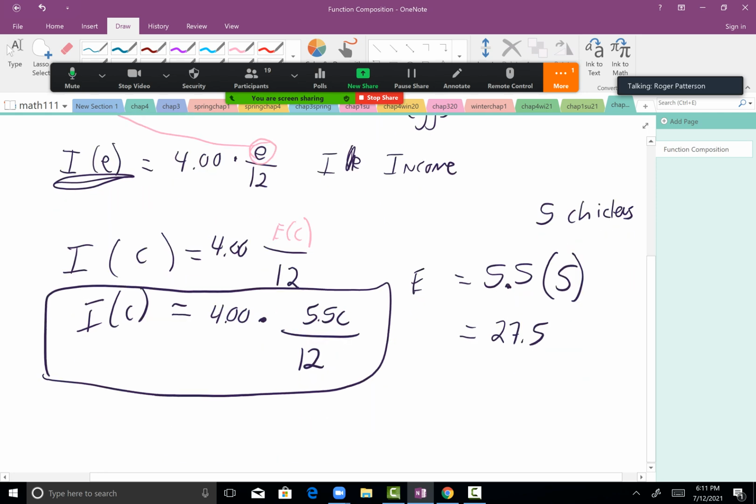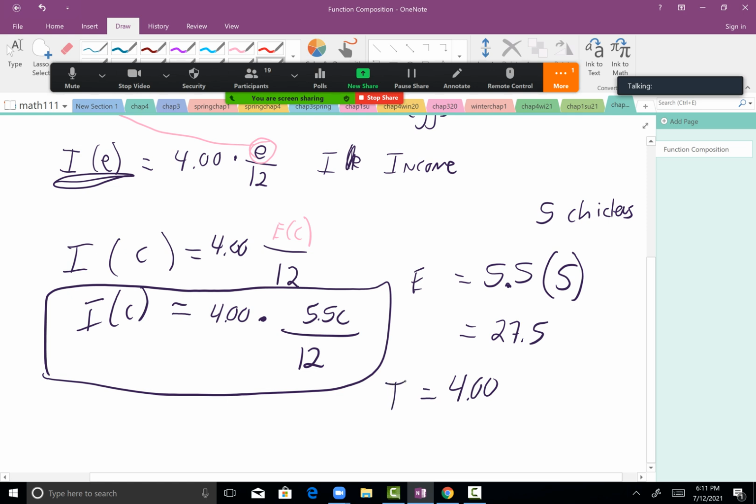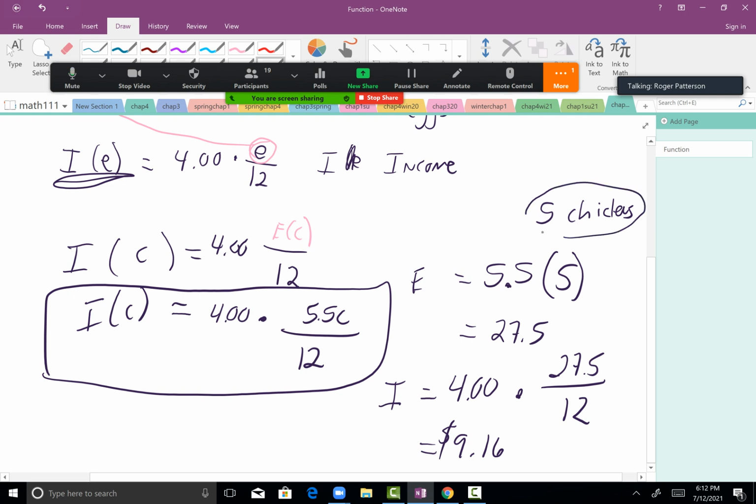So now to find my income based upon the chickens I have, I would take $4 times 27.5 divided by 12. So I'm going to take 4 times 27.5 divided by 12. And I get 9.16 per chicken. Okay?